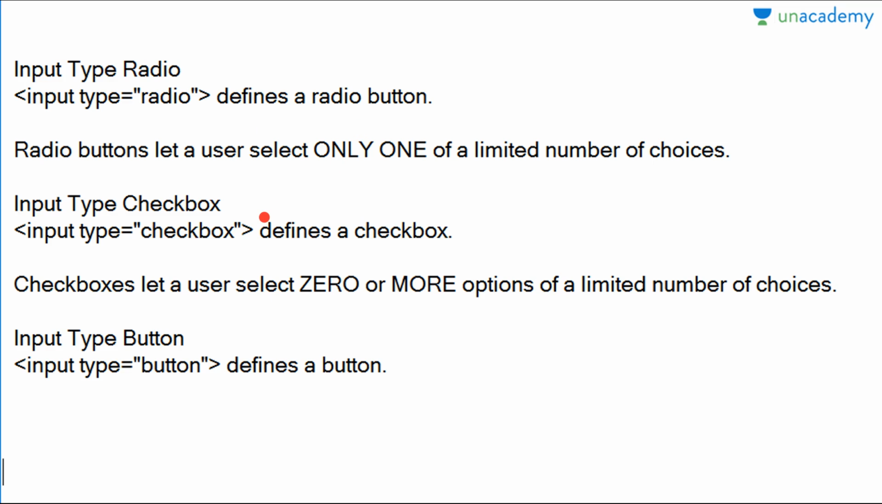Now let's talk about input type equals checkbox. Checkbox defines a checkbox. Checkboxes let a user select zero or more options from a limited number of options. Like if you have 4 options and you want to select no option, you can do that, or you can select multiple options if you want multiple choices. So this is the use of checkbox.